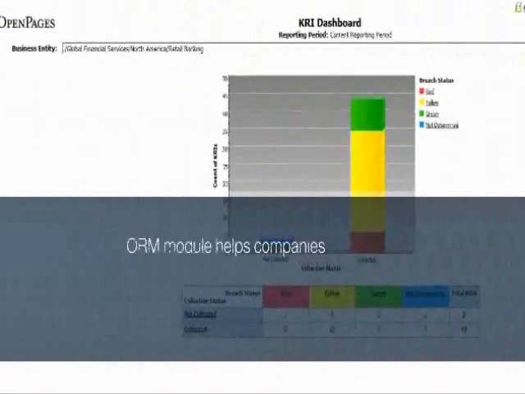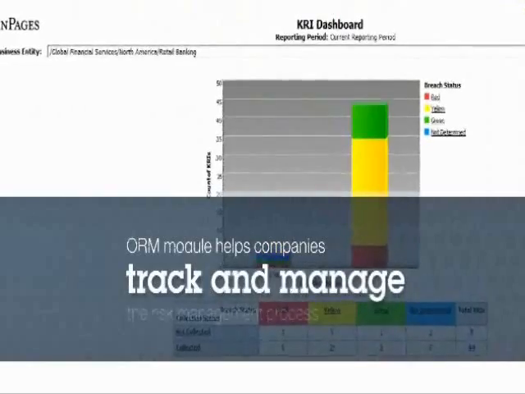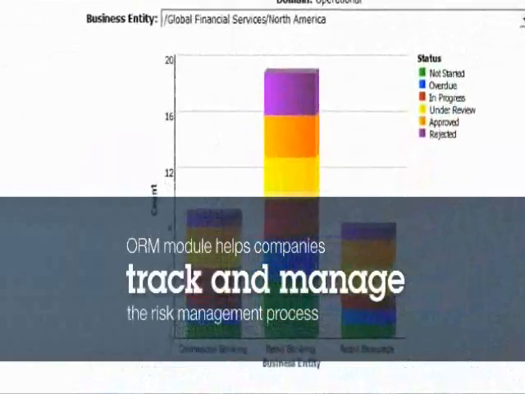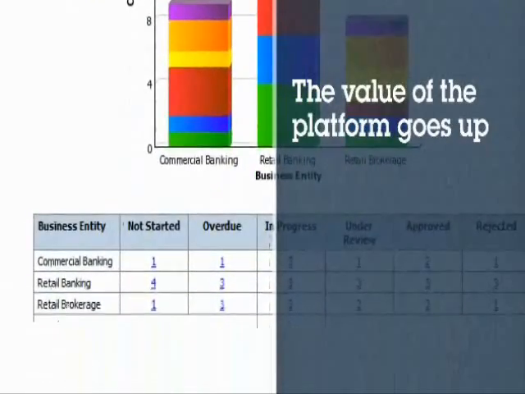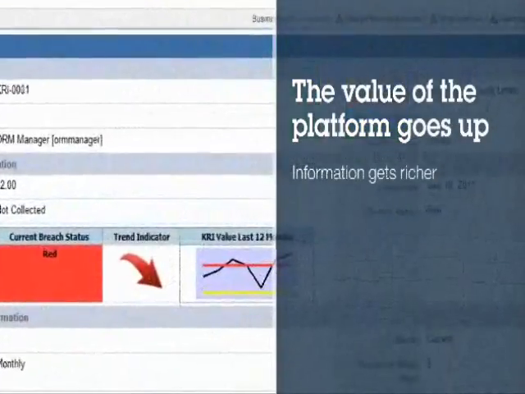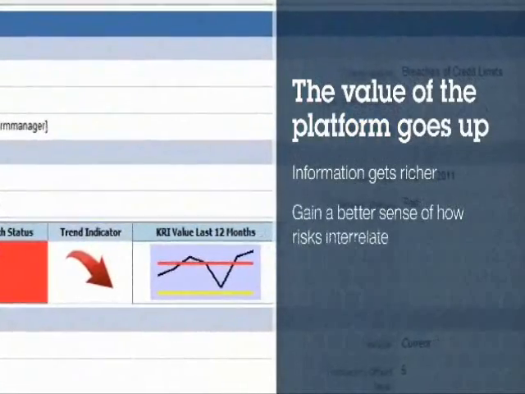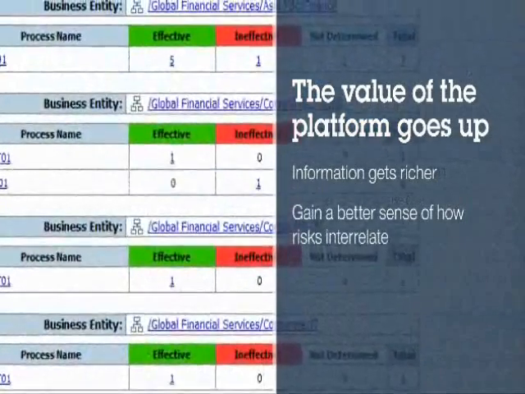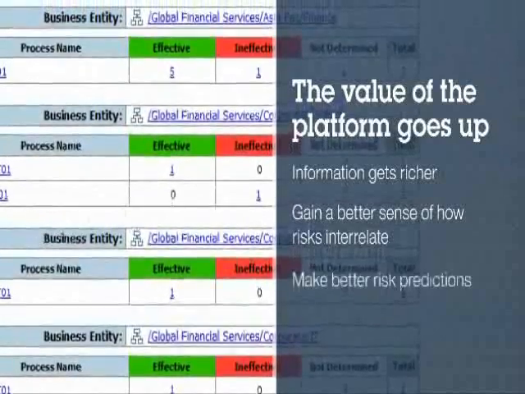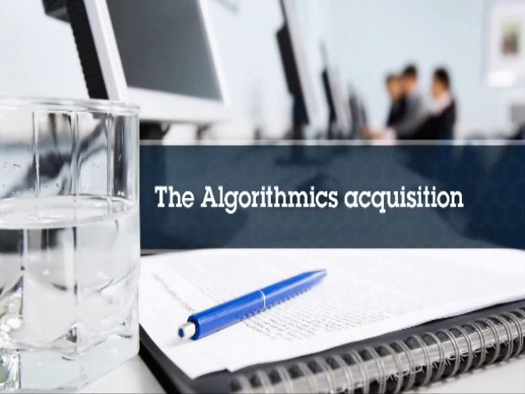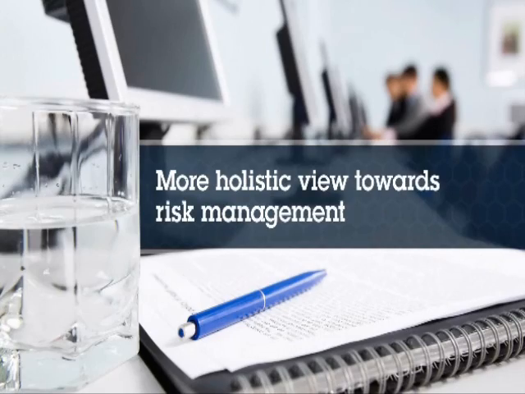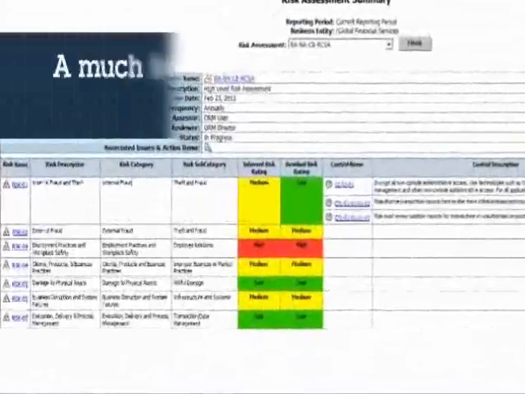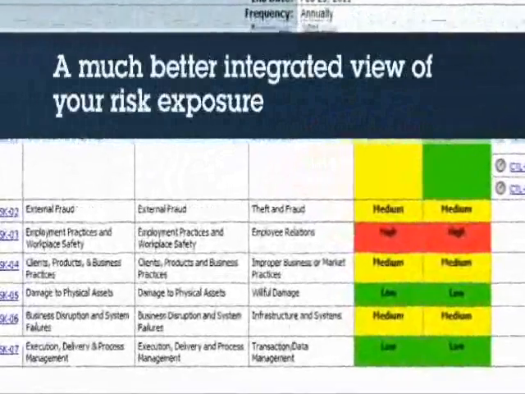The ORM module really helps companies track and manage the risk management process. As the company collects more and more data, the value of the platform goes up because the information gets richer and you have a better sense of how risks interrelate, and you can make better predictions about your risk going forward. The Algorithmics acquisition is an example of IBM's drive towards a more holistic view towards risk management. And the result will be a much better integrated view of your risk exposure.